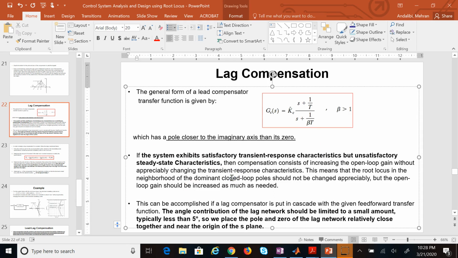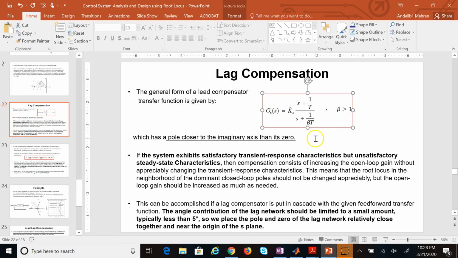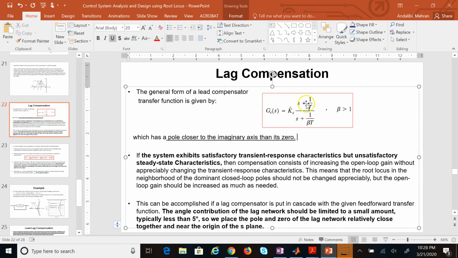Now, how can we achieve this? A lag compensator transfer function is very similar to lead. It has a gain, a zero, and a pole. The only difference is that here, the pole is closer to the imaginary axis than the zero. So the location of pole and zero is reversed, and here beta acts similar to alpha in the lead, with the difference that beta here is bigger than 1 instead of less than 1 as alpha was.